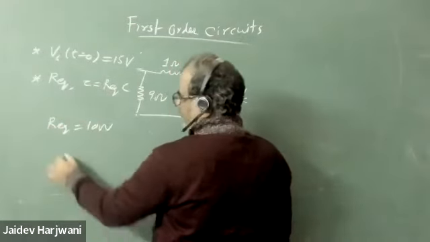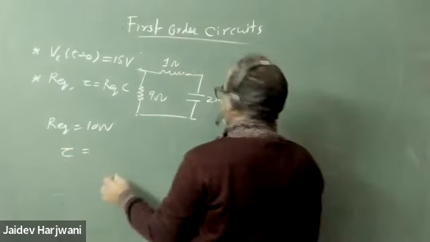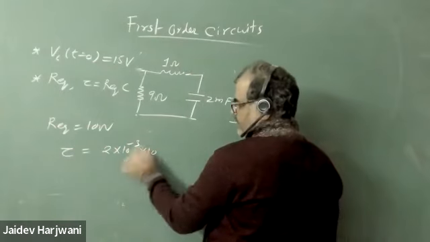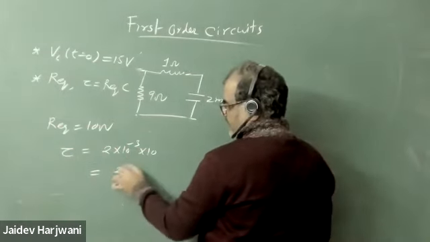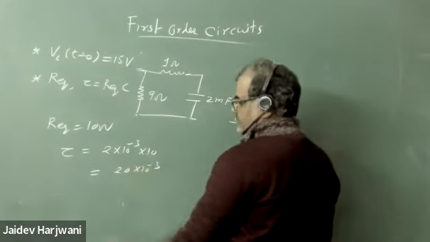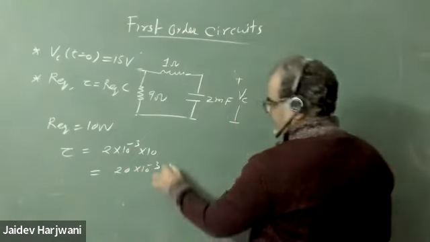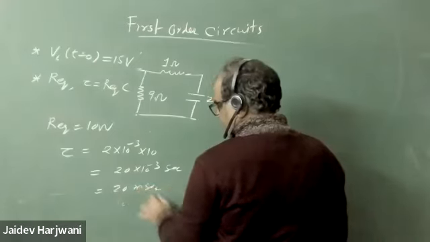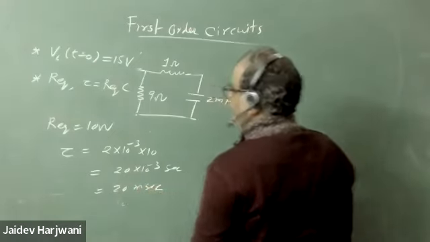Okay, so if you calculate tau, it will be 2 millifarad into 10 ohm. Okay, that will become 20 into 10 raised to power minus 3 seconds, or you can say 20 milliseconds. So I can write my equation now.